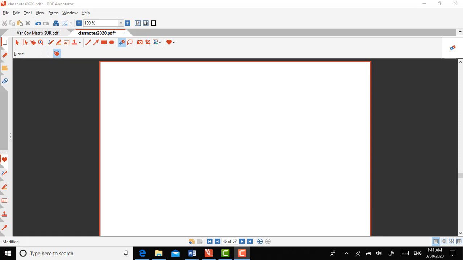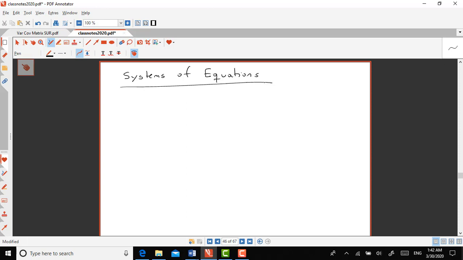So today we're going to be talking about systems of equations. Actually, it's the first part of systems of equations. So the topic is systems of equations. This is chapter 10 from a new book.